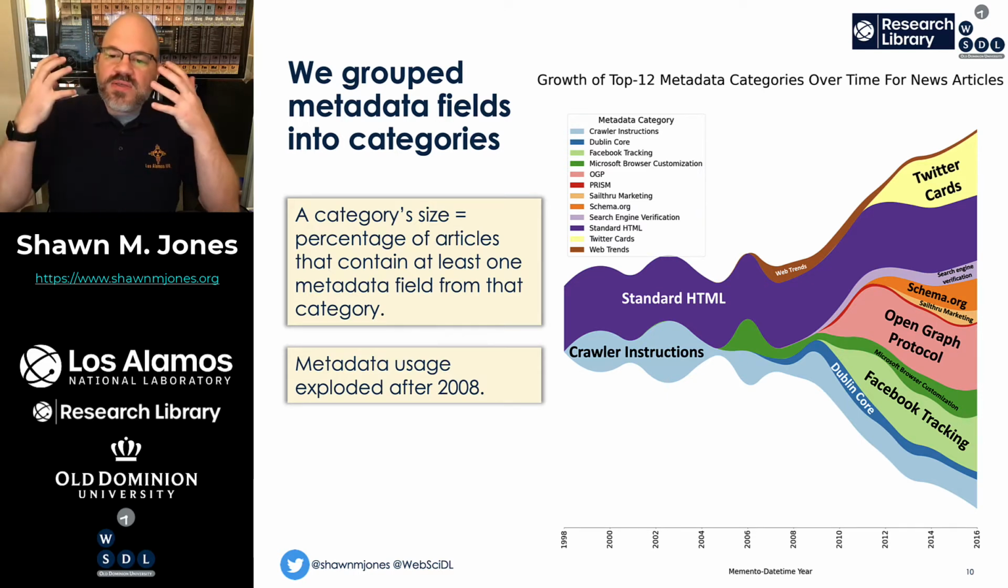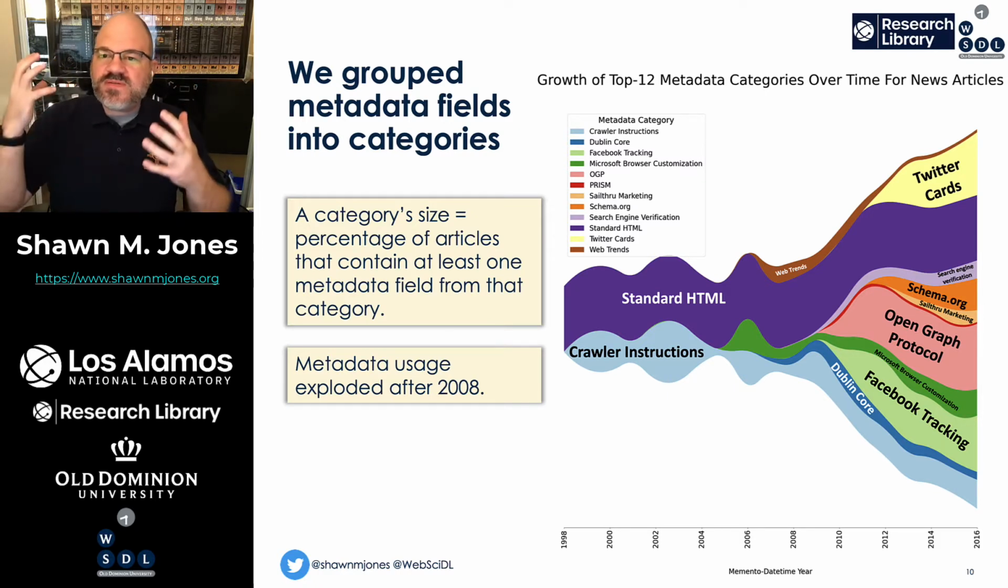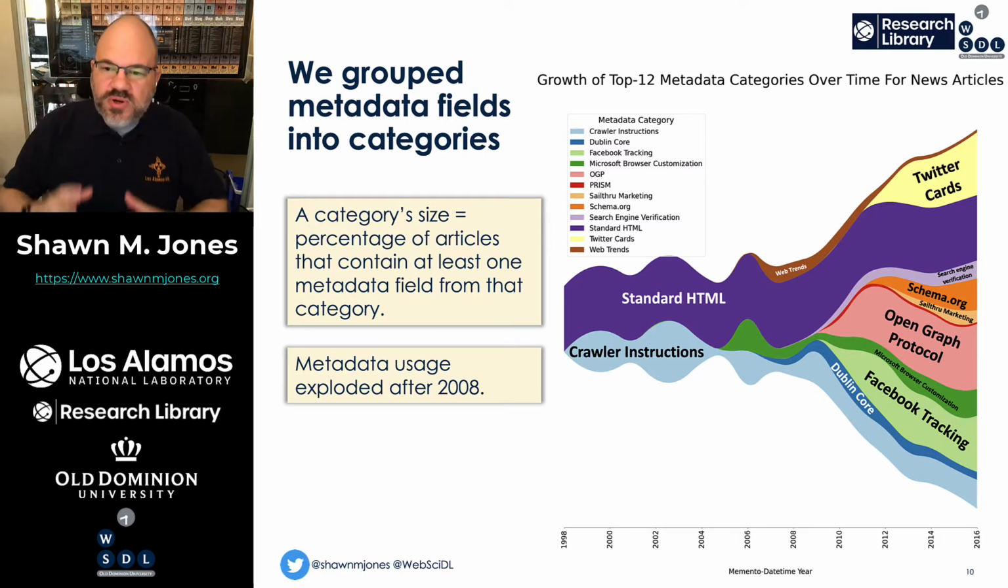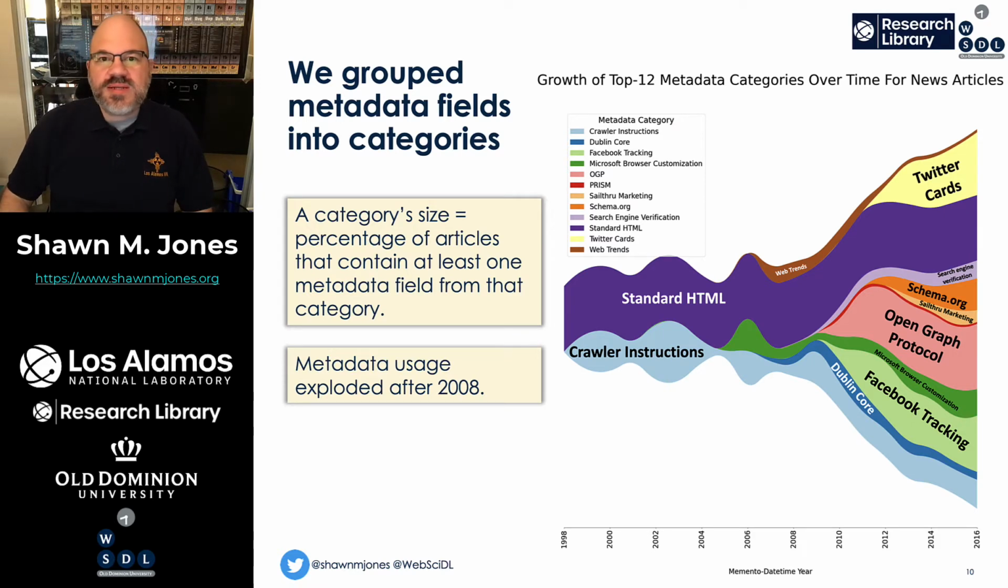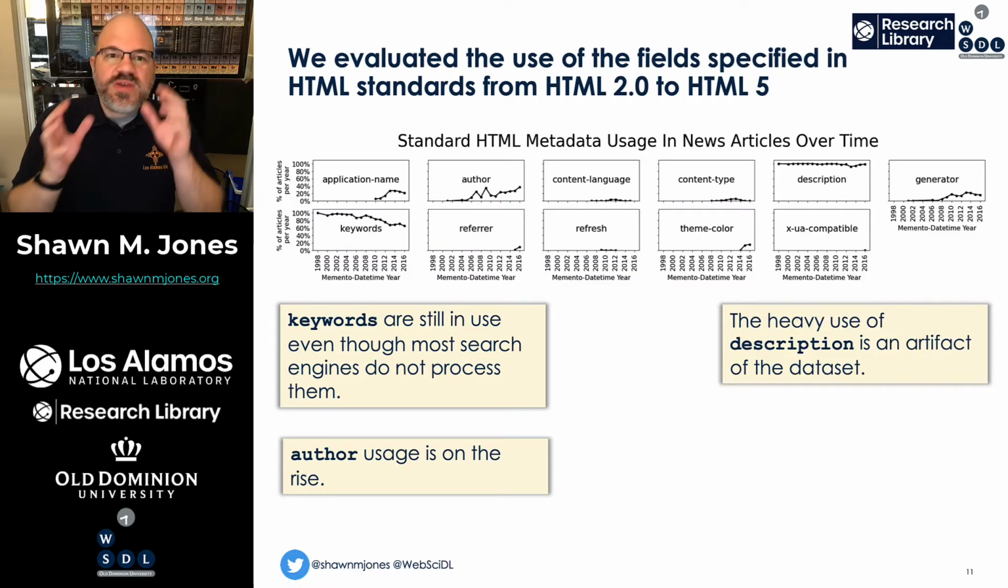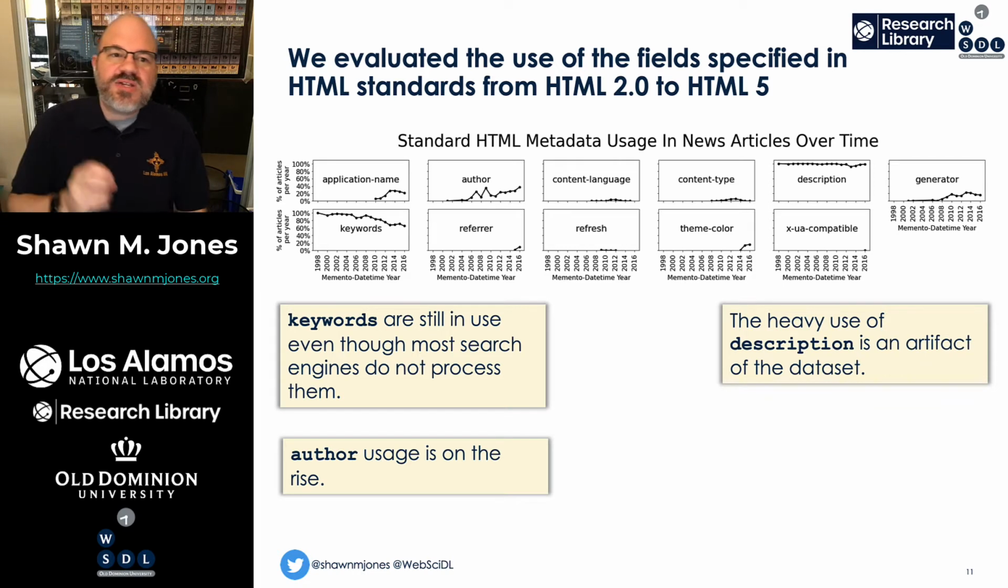And now the playing field is full of things like Twitter cards and Open Graph Protocol, Facebook tracking. Dublin Core is still in there. But there's also growth for things like schema.org and other metadata fields. And then we evaluated the use of the fields specified in HTML standards from HTML 2.0 to HTML5. And we found that keywords are still in use, even though most search engines do not process them. And it looks like author usage is on the rise.